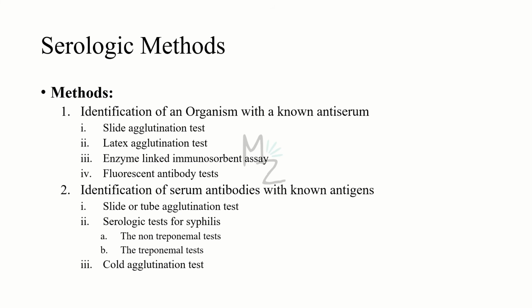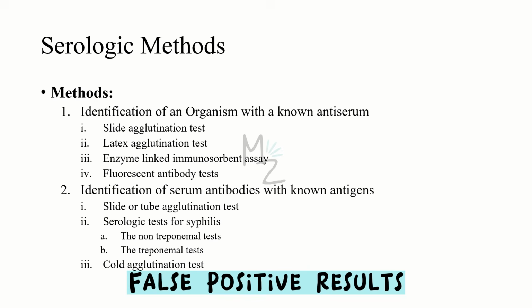Okay, now have a look at the cold agglutination test. Patients with Mycoplasma pneumoniae infections develop autoimmune antibodies that agglutinate human red blood cells in the cold, at 4 degrees Celsius, but not at 37 degrees Celsius. These antibodies occur in certain diseases other than Mycoplasma infection, thus false positive results can occur.